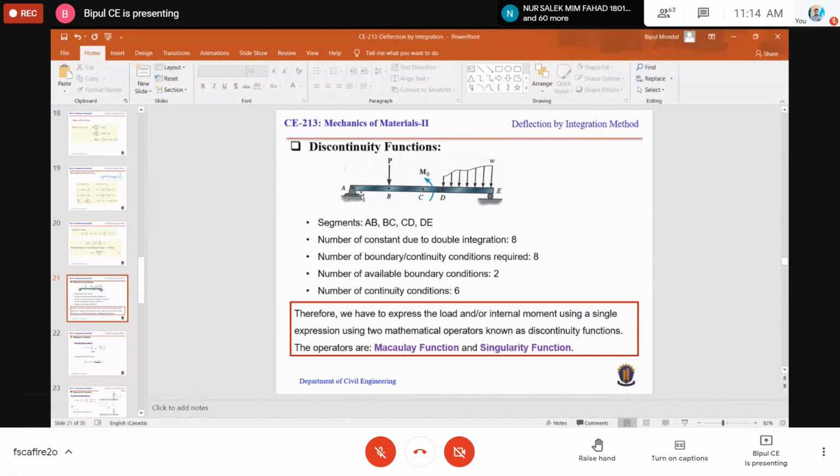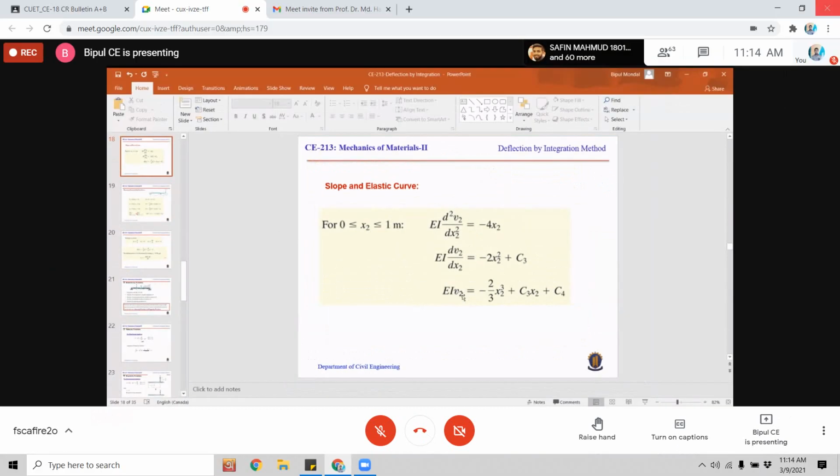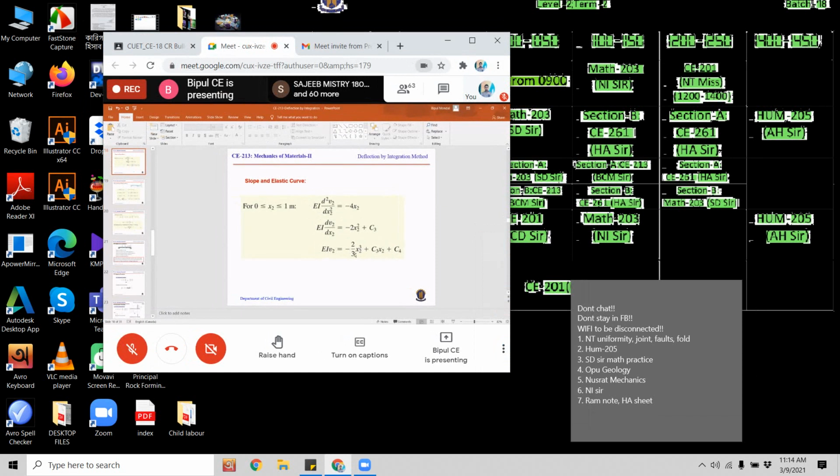And how many boundary conditions are there? Boundary conditions relate to the deflection equation, in which the deflection is expressed in terms of length. So in the deflection equation, the variables are deflection v and x.